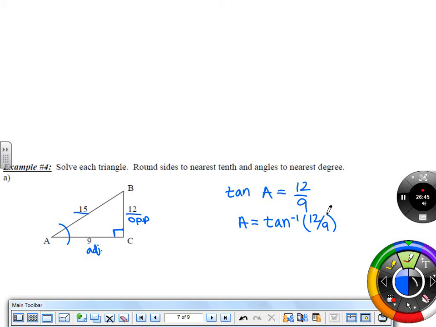So somebody tell me what you get. 53. So the measure of angle A equals 53 degrees. I do not need to use trig again to find angle B, because now I could use the fact that the angles of a triangle add up to 180 degrees and figure out that angle B should be 37 degrees. Okay? So the only two things that were missing were these angles.